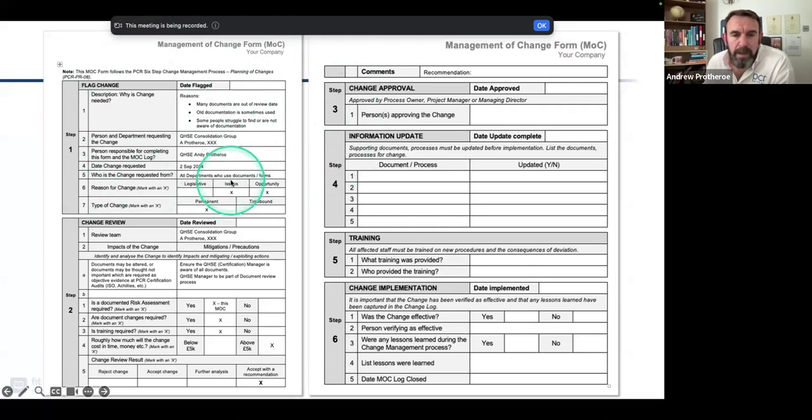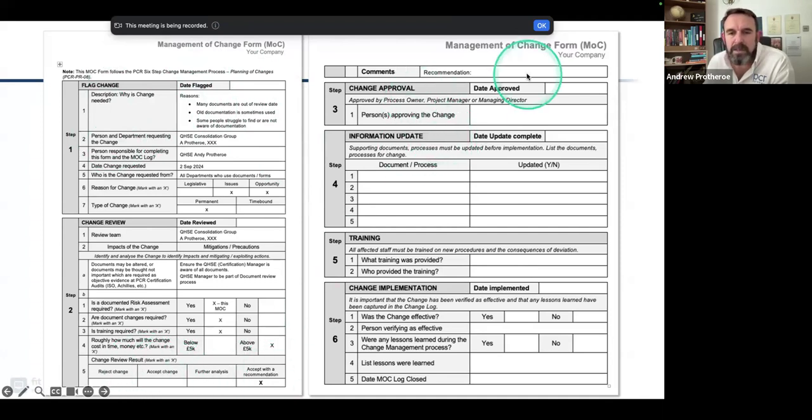This is an old one that I've done back in the day, a long time ago, changed the date, but this was for a global company and their need to change and make sure all documentation across the world was the right documentation at the right time, because that's a risk. Let's go through it again, 6 steps. Flag change. Do we need it? What's it for? Legislative issues or opportunity. Change review, let's get together. Yes, we do. No, we don't. Accept it or reject it, or further analysis or accept with a recommendation.